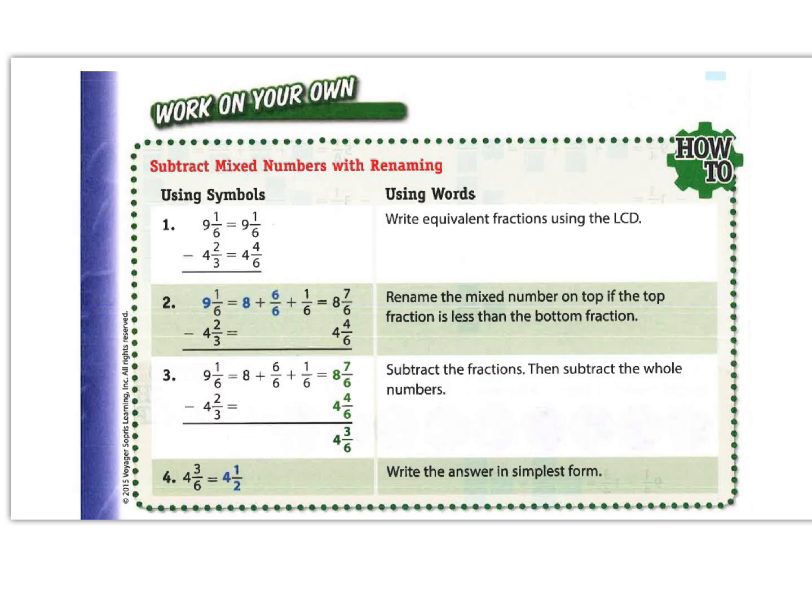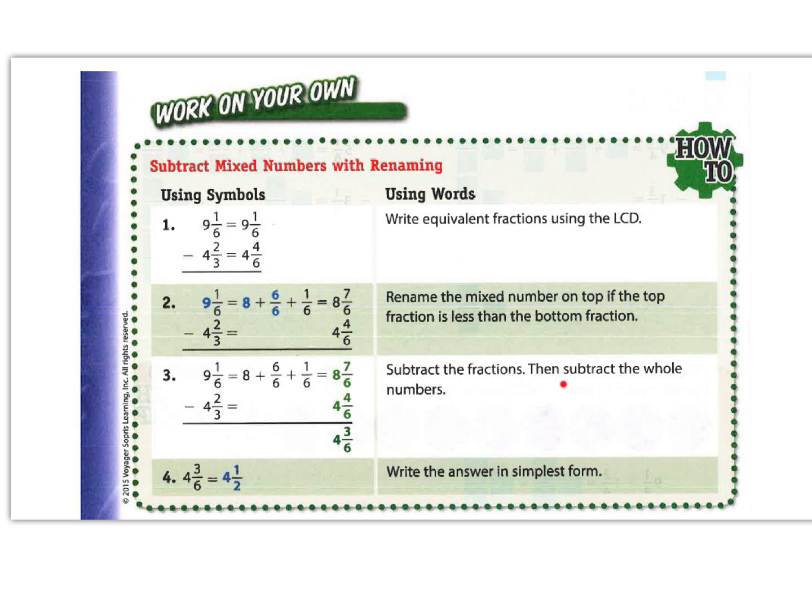All right, so when you subtract mixed numbers with renaming, you need to write equivalent fractions using the lowest common denominator. So here, we made it into the lowest common denominator. The thirds we know goes into 6, so they made it 6. Then you need to rename the mixed number on top if the top fraction is less than the bottom fraction. Well, we know that 1/6 is less than 4/6, so we needed some more sixths. So we just took 1 whole, made it 6/6, and then it's 8 plus 6/6, which is still 9.